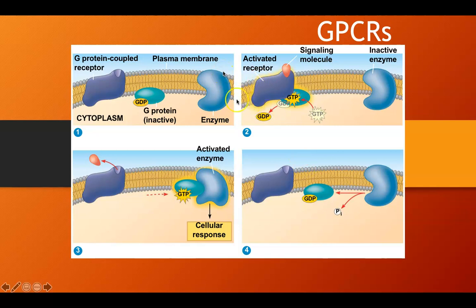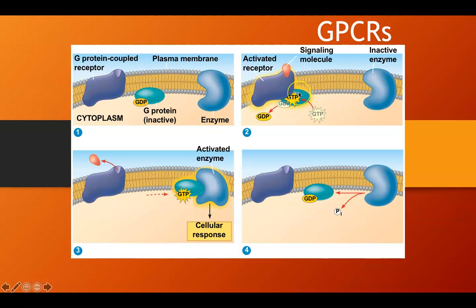Whenever you have a G protein coupled receptor, you're going to have these three members for sure. You're going to have your G protein coupled receptor, you're going to have a G protein, and you're going to have an enzyme. These three members will be attached to either the cytoplasmic side, the G protein, or embedded in the plasma membrane. Now, what happens is a signaling molecule or a ligand binds to the G protein coupled receptor, and it's called a G protein coupled receptor, meaning that it will couple with the G protein.